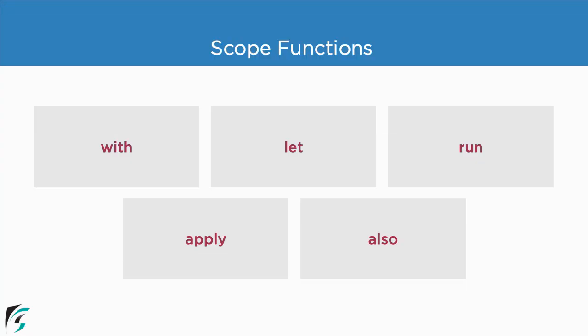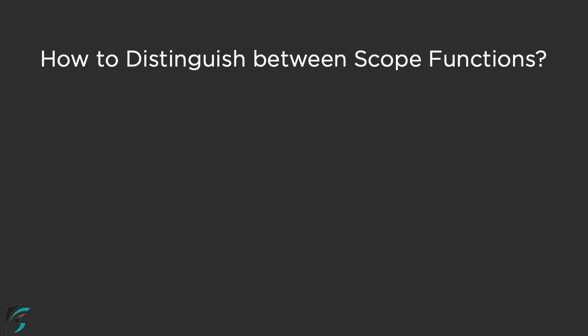Now, let us come back to our discussion from where we left. So let's explore these functions one by one in a step-by-step process. Now these 5 functions are closely related to each other. They are all quite similar in nature and quite often programmers get confused about when to use what. So it is very important to understand the differences between them. Now the question arises, how do we differentiate between these scope functions?